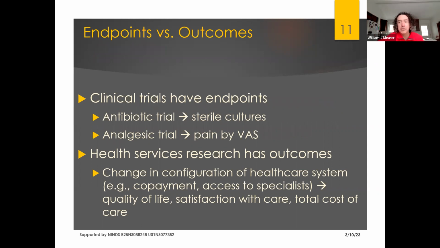Endpoints versus outcomes. These terms are sometimes used interchangeably, and I won't necessarily say that my definitions here are the be-all, end-all on this. Lots of textbooks have coverage of this, editorials, etc. But clinical trials typically have endpoints. If it's an antibiotic trial of urinary tract infection, sterile cultures can be an endpoint, like you've sterilized the urine. If it's an analgesic trial, reducing pain by visual analog score can be an endpoint.